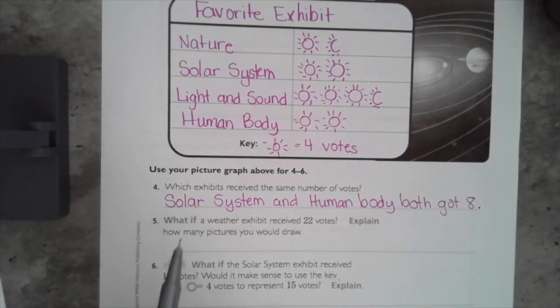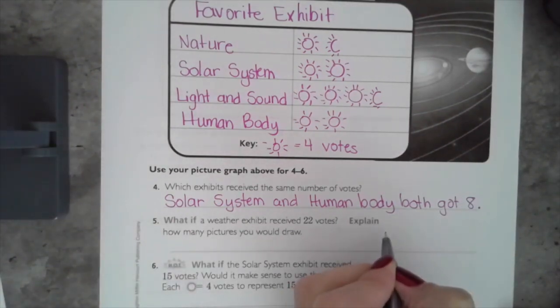Number 5. What if a weather exhibit received 22 votes? Explain how many pictures you would draw. Pause the video. Okay, so each sunshine's still worth 4. Okay, so let's see. I'm literally going to have to do it, okay?